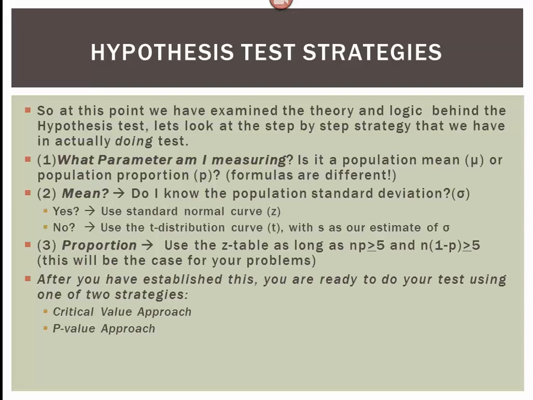So the first thing as you're reading through a problem is you want to ask yourself, what kind of parameter am I measuring? There were two main population parameters that we measured. One was for population mean, and then the others were for population proportion. Of course, the formulas that we use to calculate our test statistic and that type of thing are different when we're doing proportions versus means.